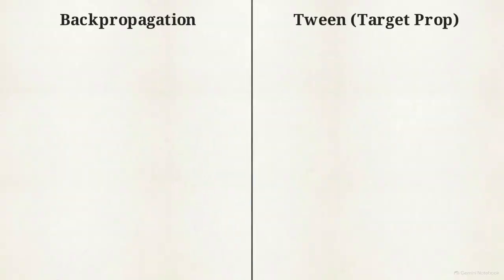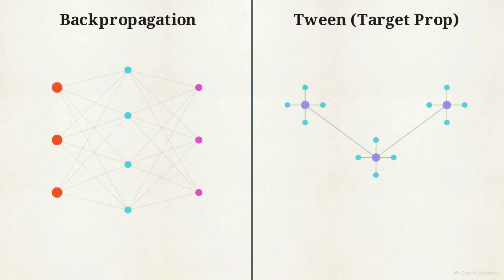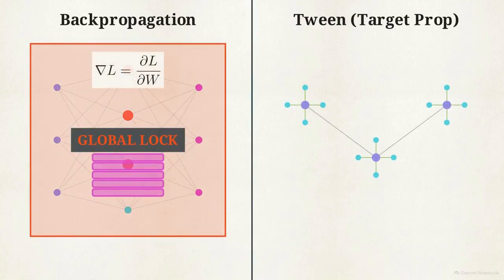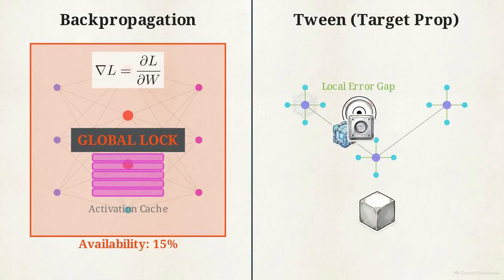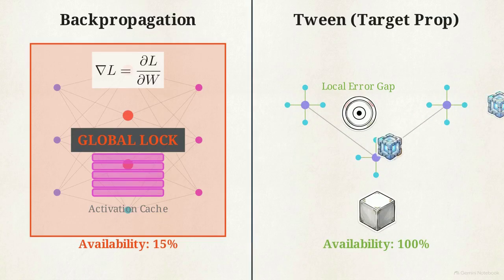This split-screen matrix compares heavy backpropagation locks against target propagation, which Welvet labels tween. Tween eliminates exact gradients, calculating a localized error gap instead. It applies a discrete bit flip directly to deeply quantized integer storage.